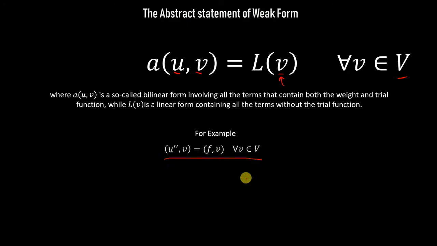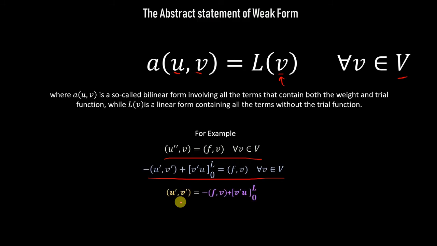For example, this is our weighted residual statement. We converted it into a weak form by integration by parts. Now you can write it in this form also, just rearranging things. This term contains u dash and v dash, and this term contains only v. And this is not a function, this is a scalar value here, correct? So this is A(u, v), and this is L(v), a bilinear operator and a linear operator.